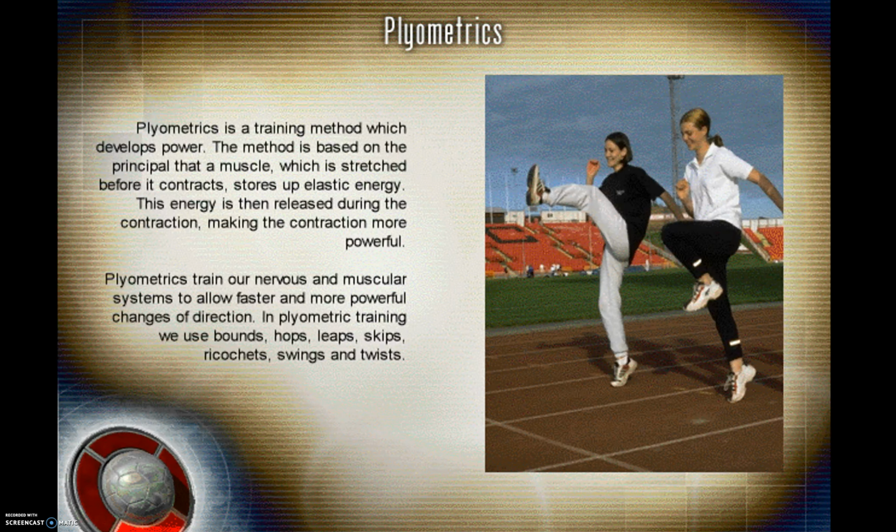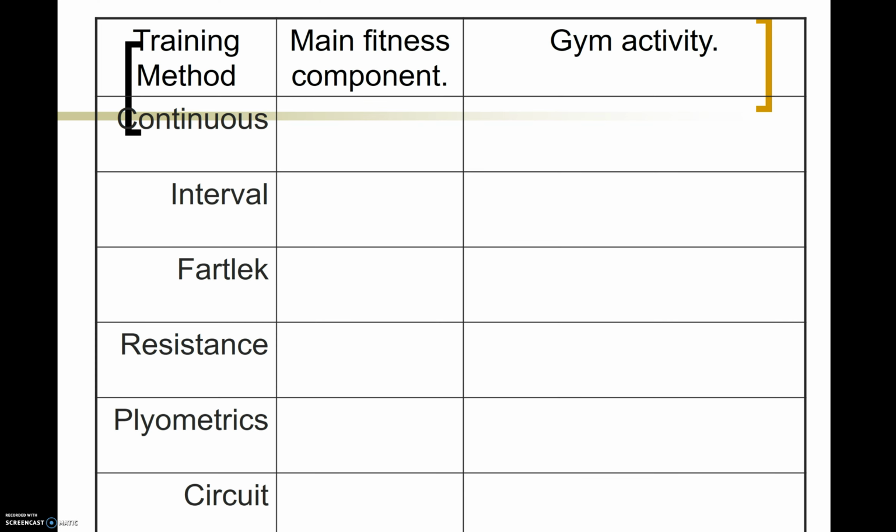Plyometrics is another sort of resistance training, and it's a lot of bounding and skipping. We do plyometrics to develop power, particularly in the legs. So in sports like volleyball and basketball, where there's lots of jumping, we do plyometric type exercises to boost our jumping capabilities. One thing that you can do is stop and pause, and think about the fitness component that might be involved in each of these and a gym activity that you can think of.